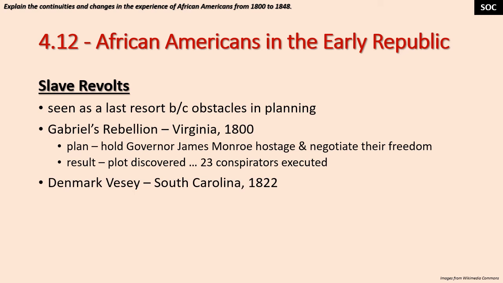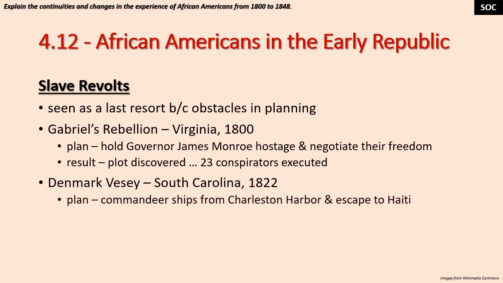And so you go about another generation down the road, and the next major slave revolt is in South Carolina, the Denmark Vesey slave revolt. The plan here was to commandeer ships from Charleston Harbor and ultimately take those ships and escape to Haiti. This is again going to be discovered before the plot can be put into execution, and this is going to lead to another round of executions for the conspirators that are directly involved.